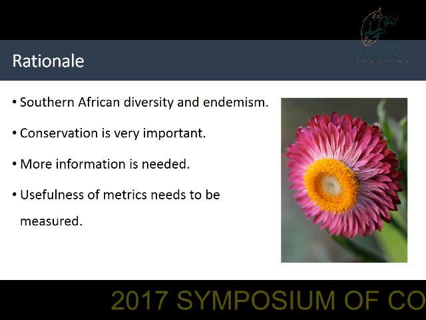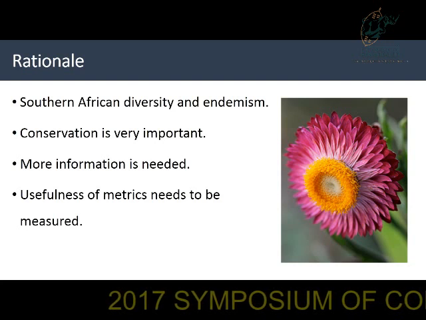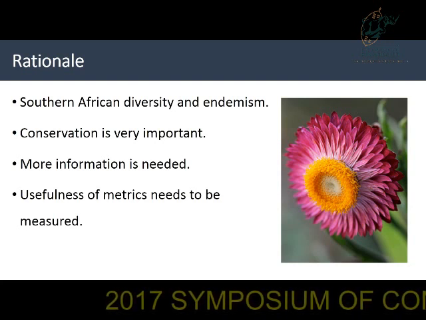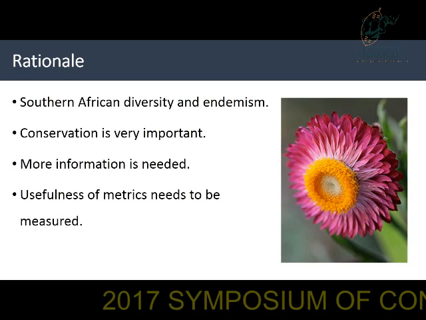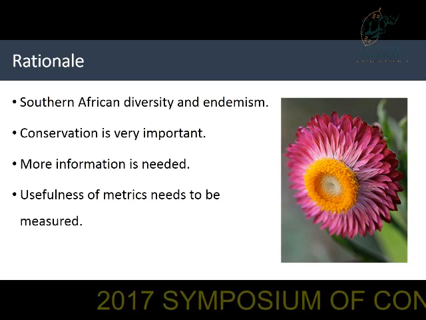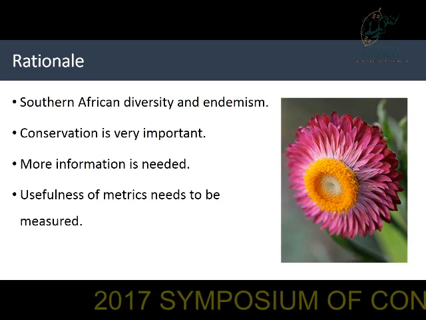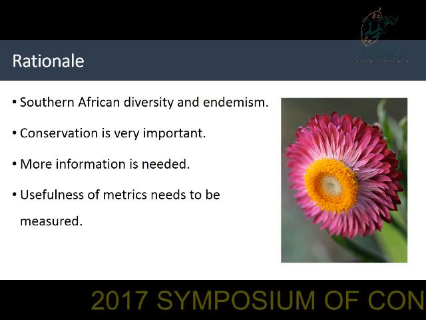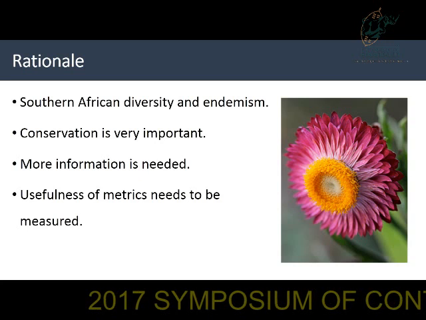Species richness is usually a good surrogate for phylogenetic diversity, but this is not always the case. There is also a lack of information on neo- and palaeo-endemic hotspots in the region, and the phylogenetic metrics are relatively recent to the field and need to be assessed for effectiveness in biodiversity measurements.